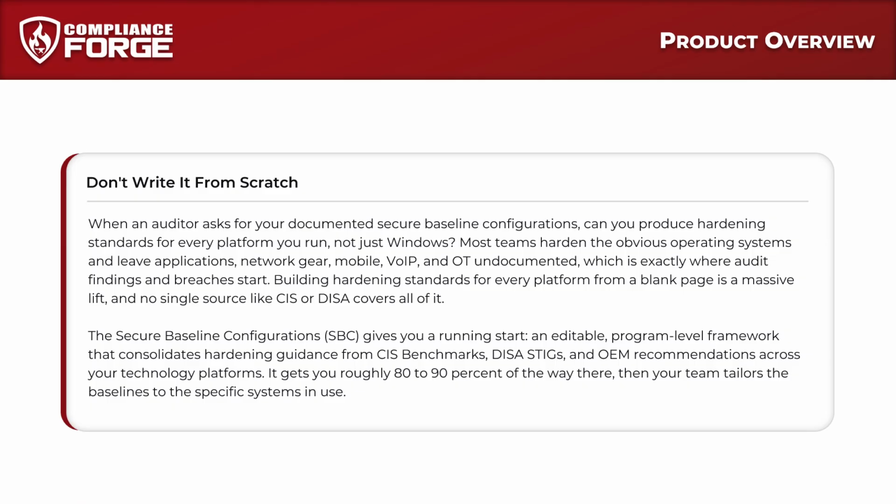Building hardening standards for every platform from a blank page is a massive lift, and no single source like CIS or DISA covers all of it. The SBC gives you a running start, an editable program-level framework that consolidates hardening guidance from CIS benchmarks, DISA STIGs, and OEM recommendations across your technology platforms. It gets you roughly 80 to 90% of the way there, and then your team tailors the baselines to the specific systems in use.